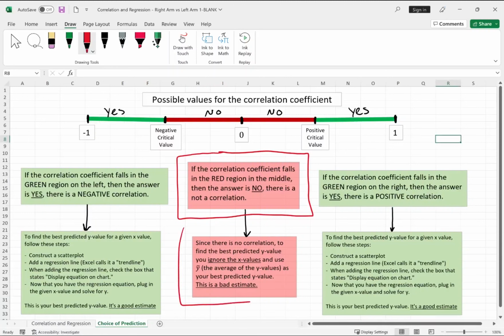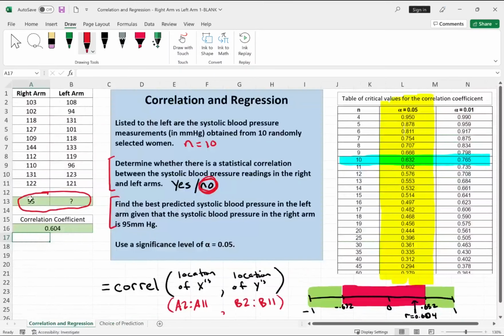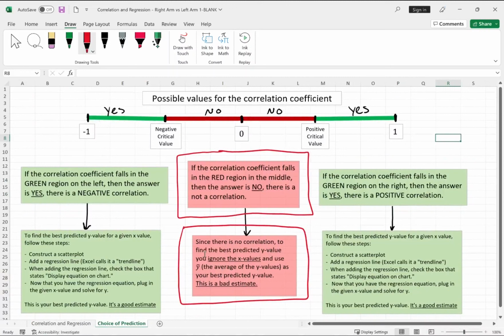Since there is no correlation, there's no relationship between the x values and the y values, we ignore the x value. So we ignore this 95. It doesn't matter what that is. That could have been 195. It could have been 5. We ignore that x value. And for our best predicted y value, we simply use the average of the y values. Notice the last thing I say here is this is a bad estimate. If you're in one of the green boxes, it's a good estimate.